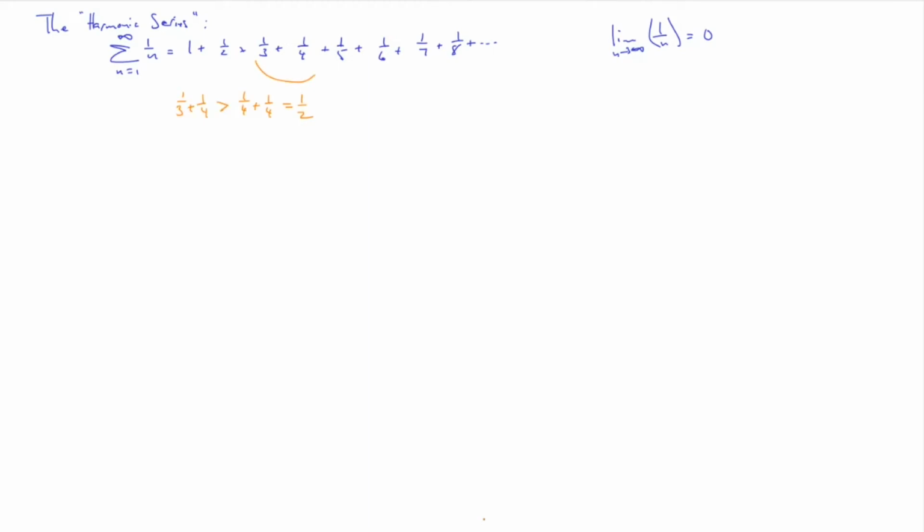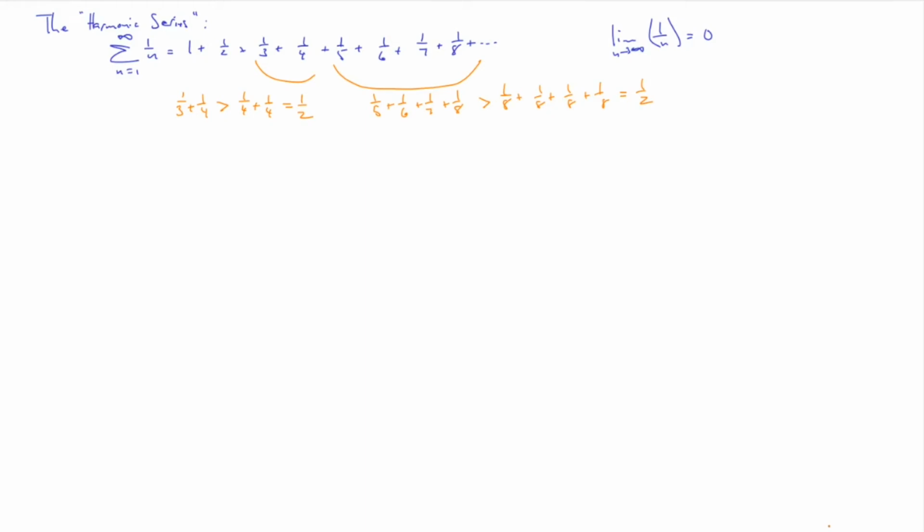But consider these terms, 1/3 plus 1/4. Well, 1/3 is bigger than a fourth, so 1/3 plus 1/4 is greater than 1/4 plus 1/4, which is equal to a half. And then if you group the next 4 terms, well, 1/5, 1/6, and 1/7 are all larger than 1/8. So 1/5 plus 1/6 plus 1/7 plus 1/8 is greater than 1/8 plus 1/8 plus 1/8 plus 1/8, which is also equal to a half.